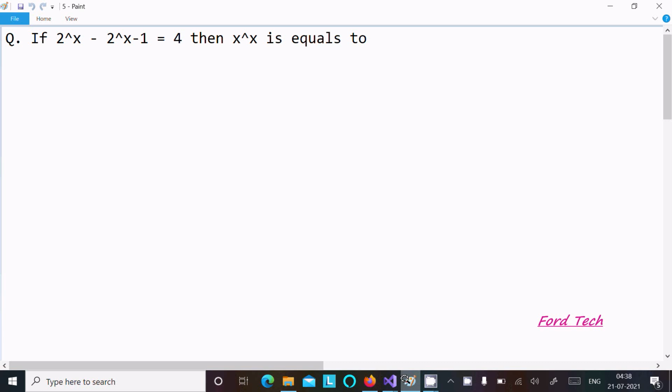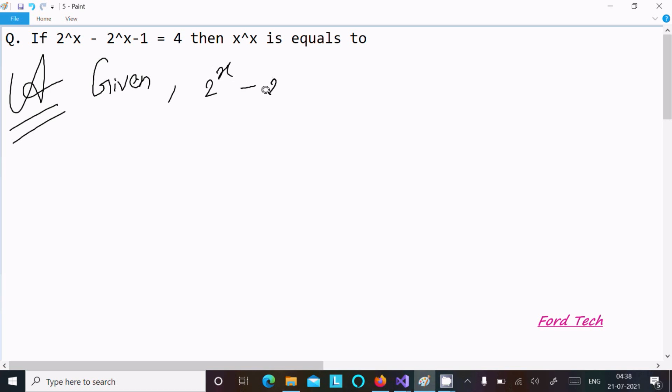Video lecture. I'm going to find the value of x^x. The given is 2^x − 2^(x−1) = 4. So let's see the answer. First, I'm going to write the given: 2^x − 2^(x−1) = 4, and we need to find x^x.